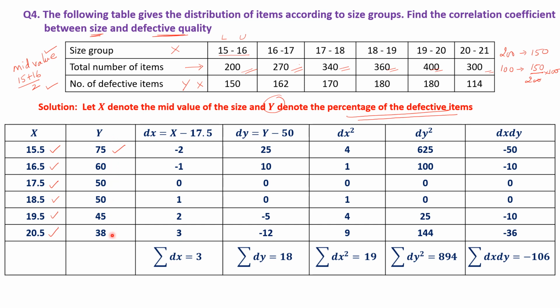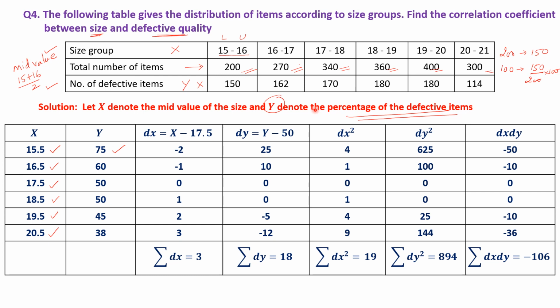So likewise, now your variables are x, which is the size, which is assumed to be the mid value of the class intervals, and y, which is the number of defective items, which you are calculating for 100. So assuming the total number of items is 100, in the proportional way, instead of considering 200, 270, etc., you take it as a common 100 and rewrite y as the percentage of defective items, and then proceed either using the direct method, assumed mean method, or the actual mean method, and get the result.